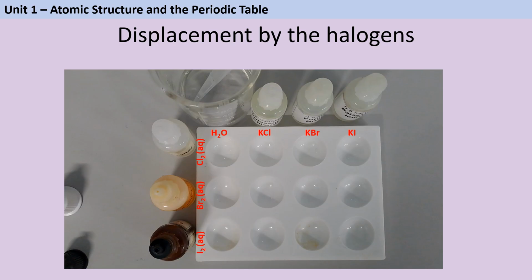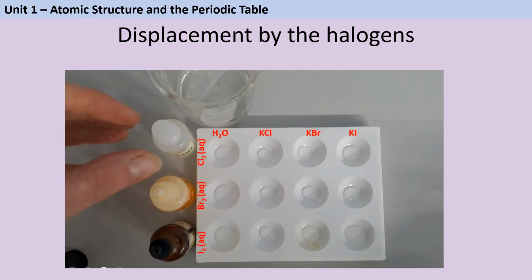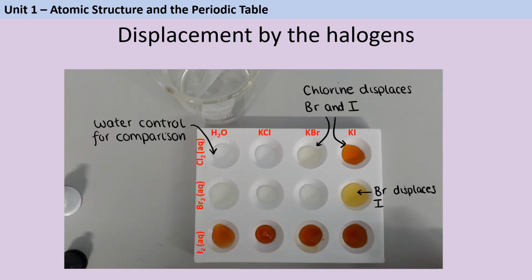We can show this by reacting solutions of the halogens with solutions of their salts. In this experiment, I filled the wells of the spotting tile with solutions of water as a control, potassium chloride, potassium bromide, and potassium iodide. Then I add the halogen solutions.